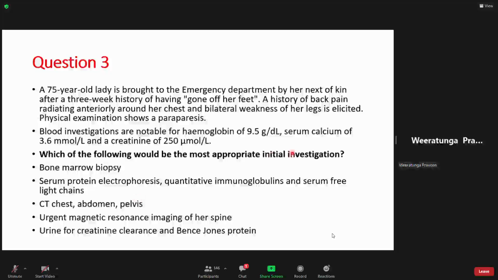As the initial investigation, remember we don't jump straight to bone marrow. First we have to demonstrate that there's monoclonal gammopathy, and for that the second answer is the right thing. And there is already evidence of end-organ damage. Once you do that, do a skeletal survey for lytic lesions, and bone marrow is the final one. But the first thing you need to do in this patient is demonstrate a monoclonal gammopathy. This is a diagnostic criteria, not one single diagnostic investigation.